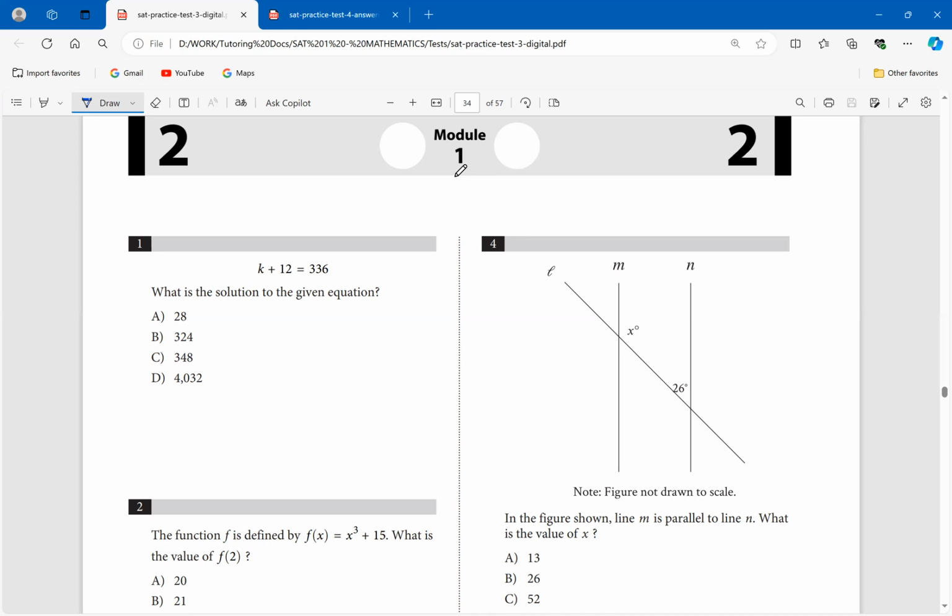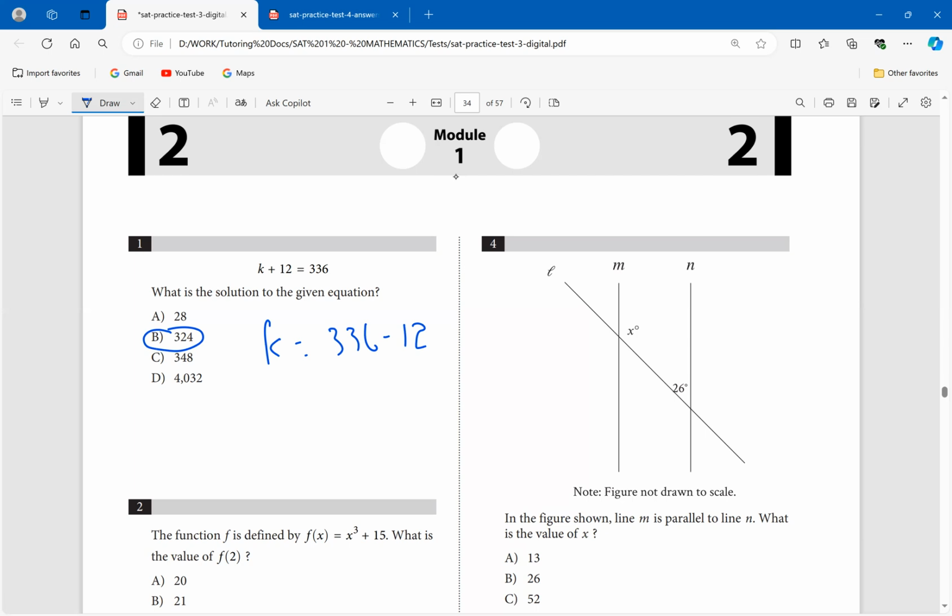Okay, so for the first question, it says k plus 12 equals 336. What is the solution to the given equation? Okay. So very simple. This is basic algebra. So k equals 336 minus 12. We should not be spending time on this one. Just get the answer right away. 324.